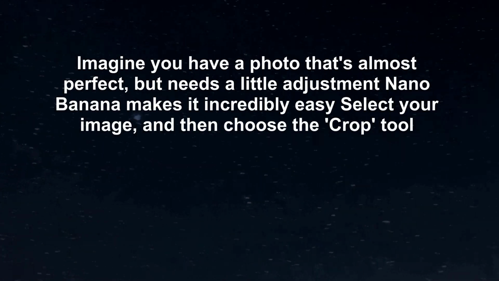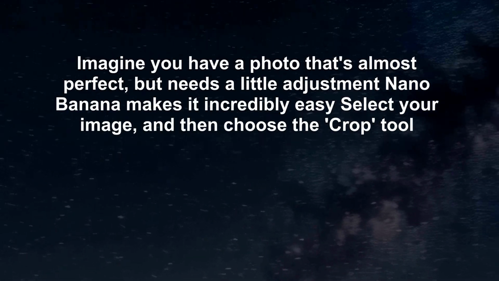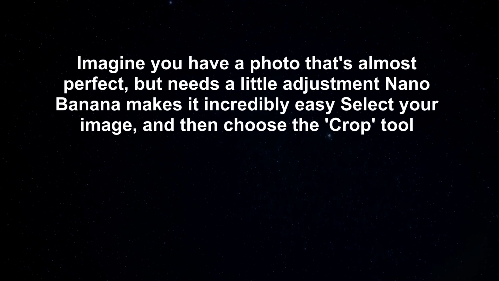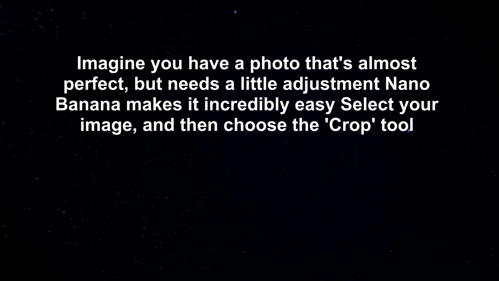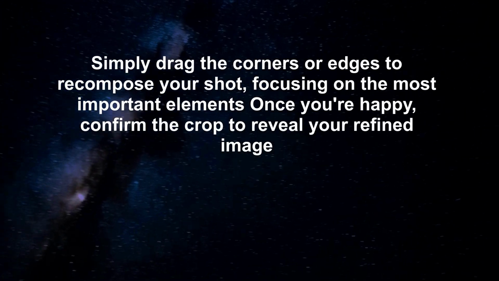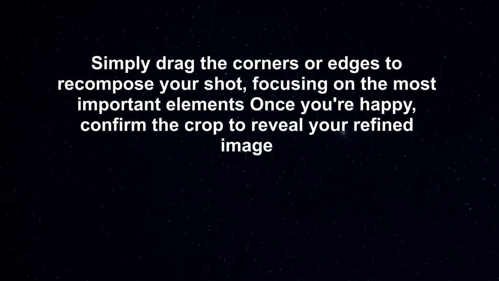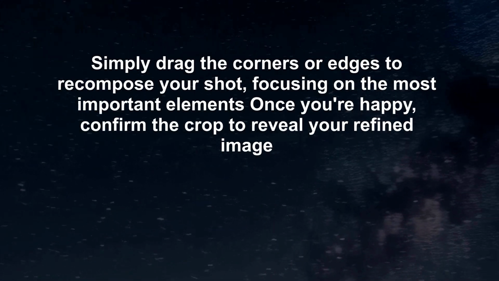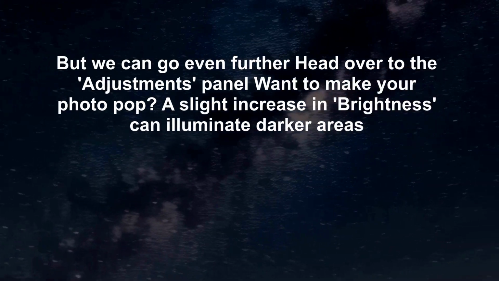Imagine you have a photo that's almost perfect, but needs a little adjustment. Nano Banana makes it incredibly easy. Select your image, and then choose the crop tool. Simply drag the corners or edges to recompose your shot, focusing on the most important elements. Once you're happy, confirm the crop to reveal your refined image. But we can go even further.